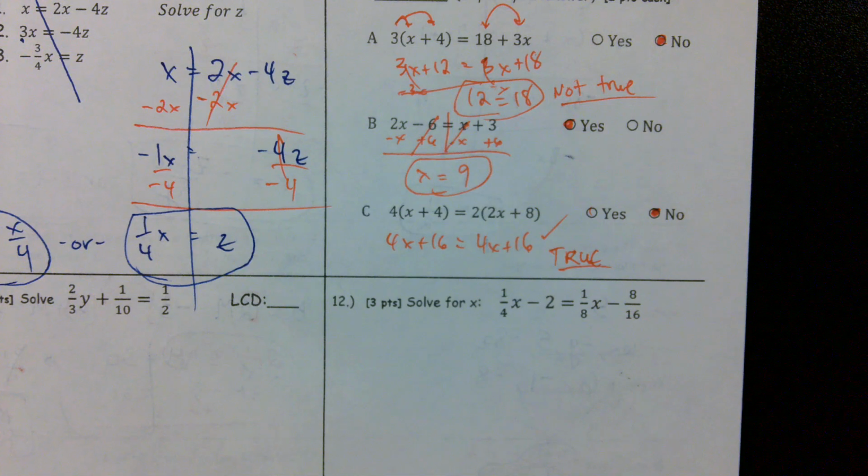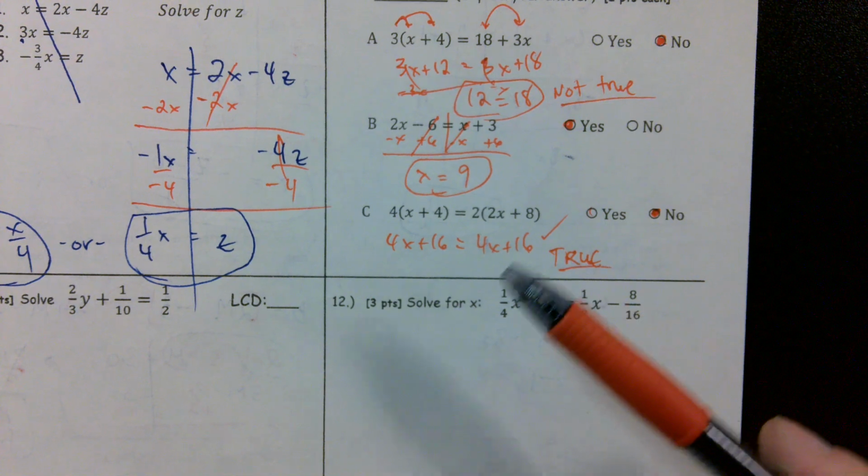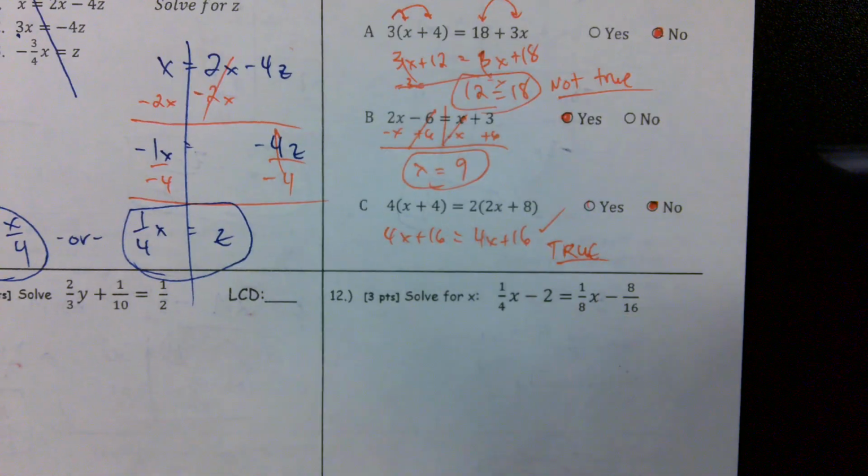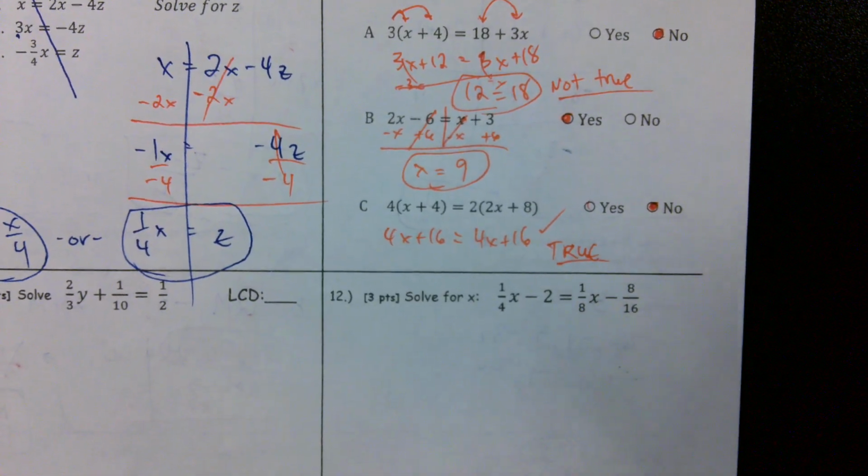Okay, each of those is 2 points each, one for the right bubble, one for the right explanation. So if you want to say, oh, the left side is exactly the same as the right side, therefore there is many solutions, you don't have a lot of room to write all that. You could just solve it and show me. Up to you. Whatever you want to do.